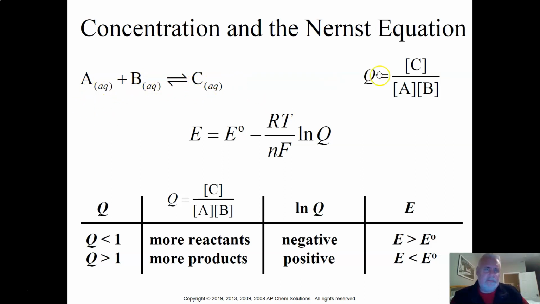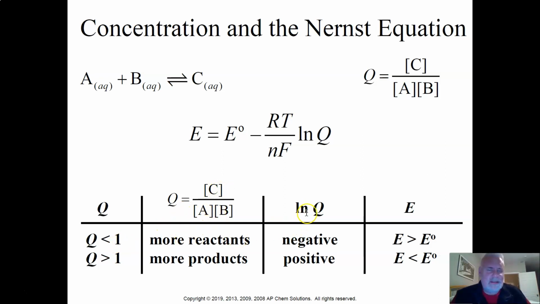A plus B gives you C, C on the top, A, B on the bottom. Now, we want to look at this in terms of just a quick understanding of doing this without actually crunching any really big numbers. So let's say you knew that Q was less than 1. Now we know from the equilibrium constant that that means that there's a lot of A and B. Big number, small number, that's less than 1.